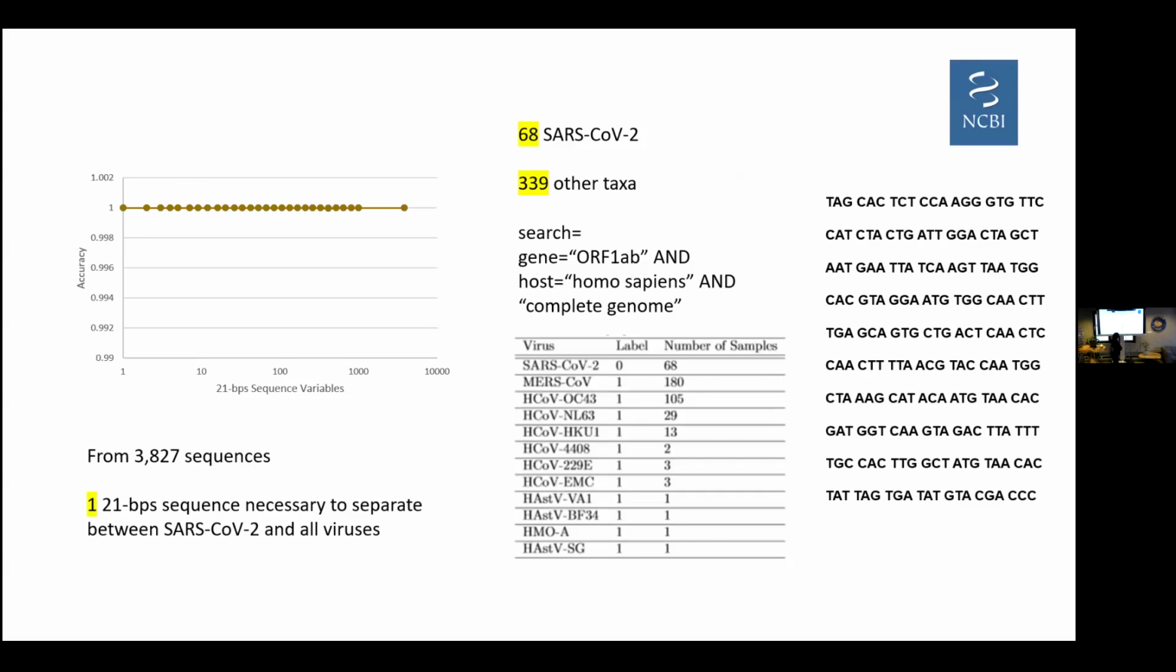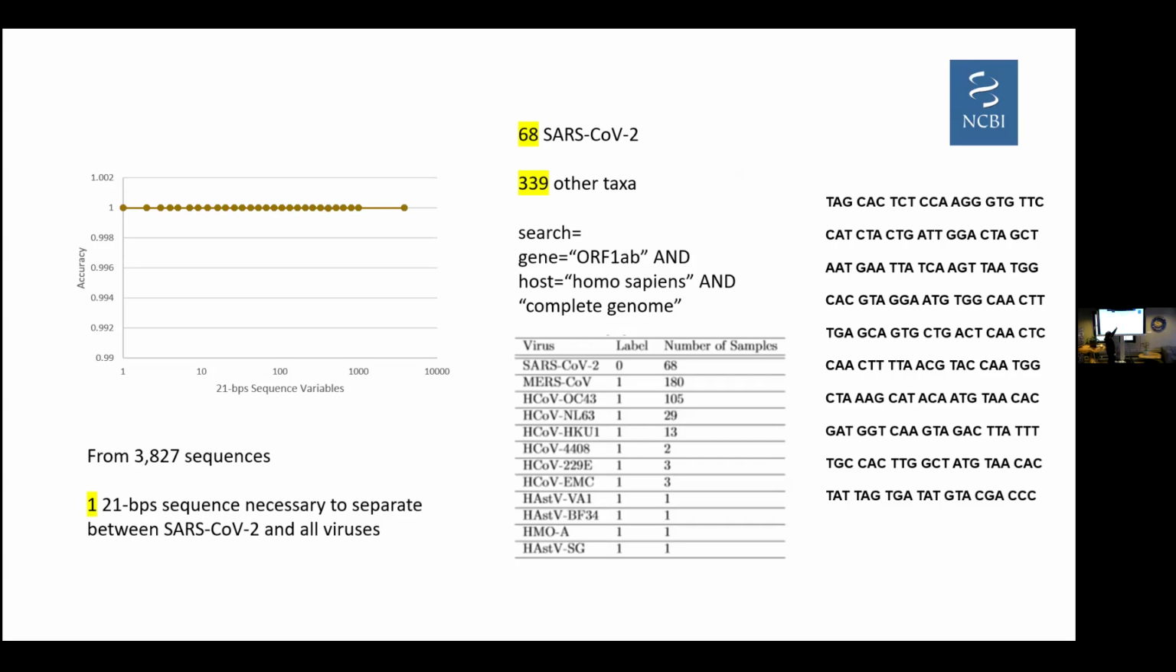When we do that, we compare it to many of the sequences we find in NCBI for other viruses. So for the people in pharmacology, every virus that has ORF1ab and host Homo sapiens and complete genome, we compare it to everything in NCBI, and actually we got, for each run, a different sequence. What does this mean? That any of these sequences can help us separate SARS-CoV-2 from any other virus that has gene ORF1ab and host Homo sapiens.